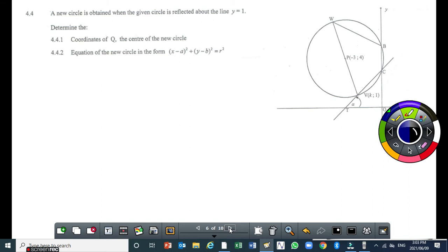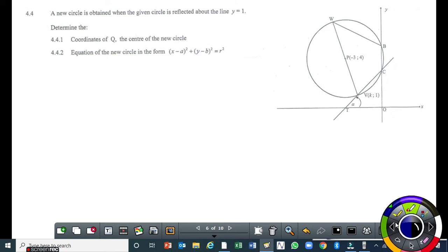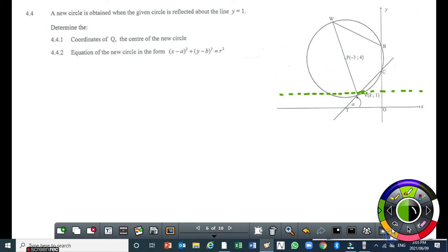The next question, this one requires some thinking. A new circle is obtained when the given circle is reflected above the line y equals 1. To do this question, you might need to draw a sketch. If you reflect this circle above the line y equals 1, which is this line, do you agree that the bottom part of the circle ends up on top after the reflection? So eventually we end up having something like this. It's not perfect though. It's always wise to draw a sketch. So we end up having something like that after the reflection.